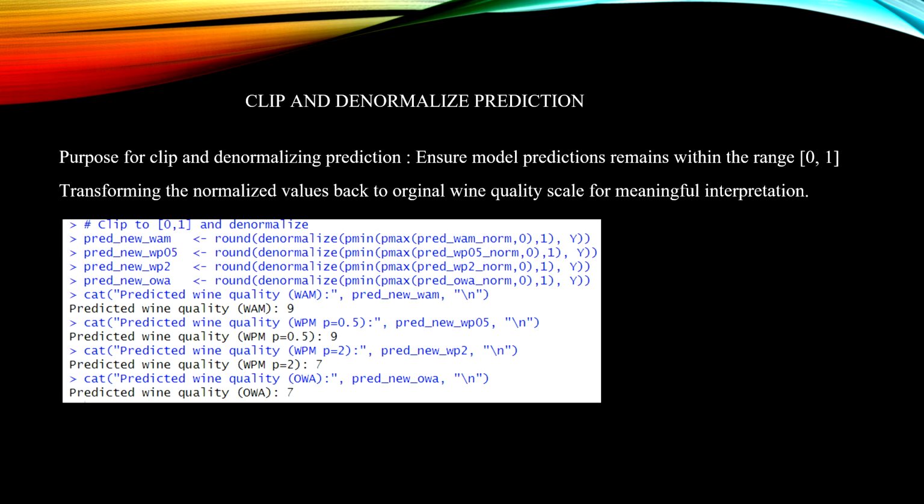The purpose for the clip and the denormalizing prediction is to ensure that the prediction remains within the range of 0 to 1. So here I have performed the transforming of the normalized values back to original wine quality.